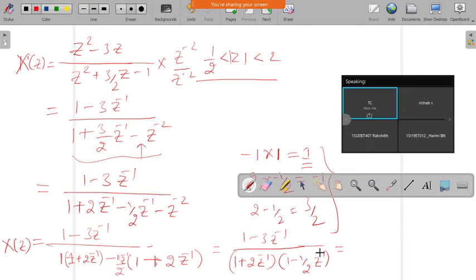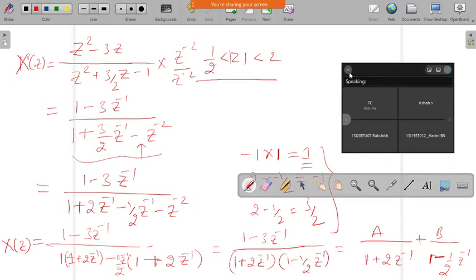Now use the partial fraction method. We can take A by 1 plus 2 z inverse plus B by 1 minus 1 by 2 z inverse. Now equate it, take the LCM and cancel on both the right and left sides. Find out the coefficients A and B. So can you find them now?